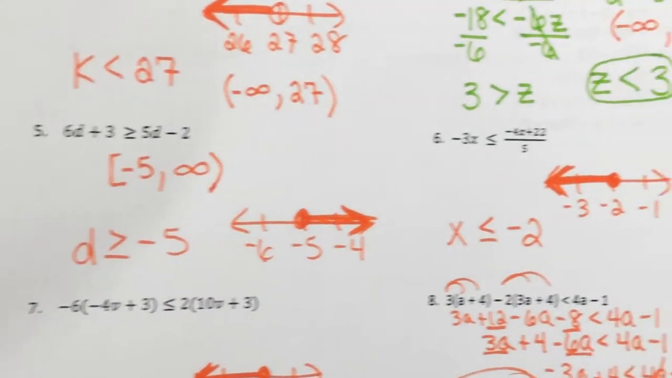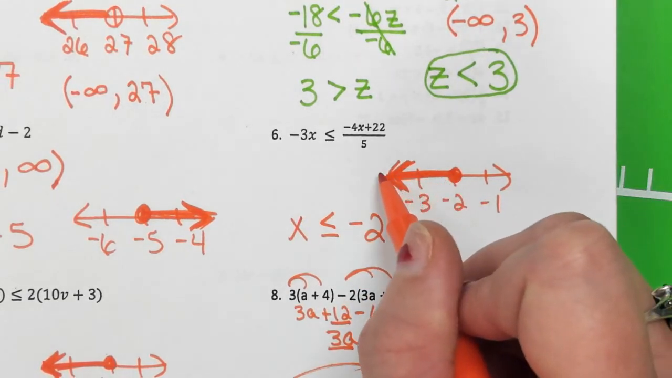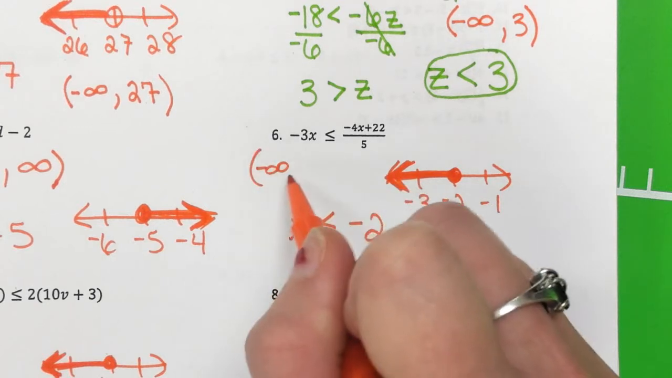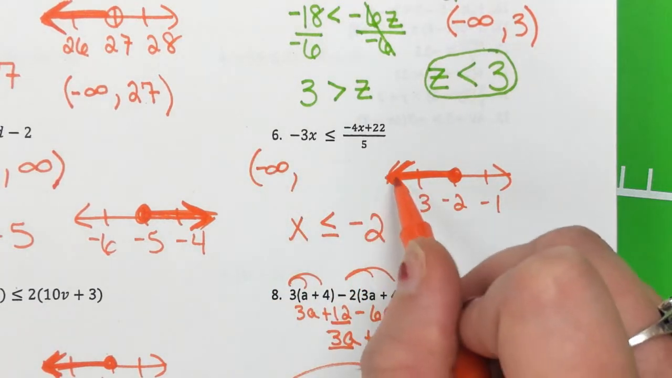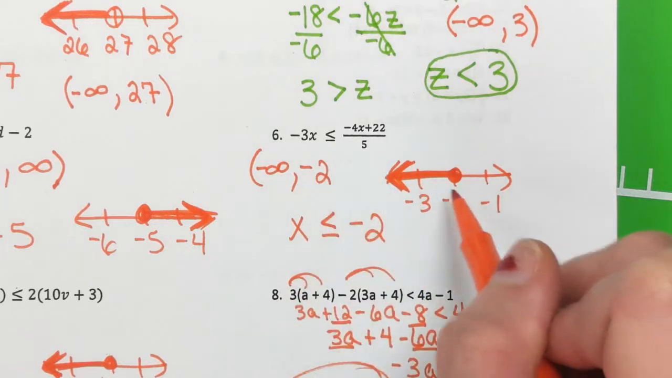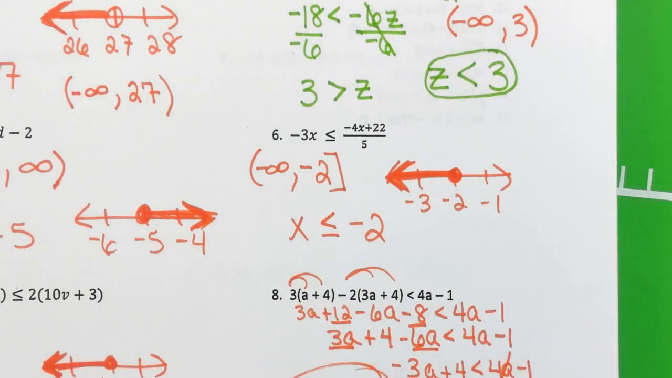All right, let's do number 6. To the left. Where's it going to the left? Yeah. And infinity always gets a parentheses. And then where does it stop right here on the right? Ooh, what's negative 2 get? Bracket, because it's got a closed dot. Okay? Y'all try 7, 8, and 10.